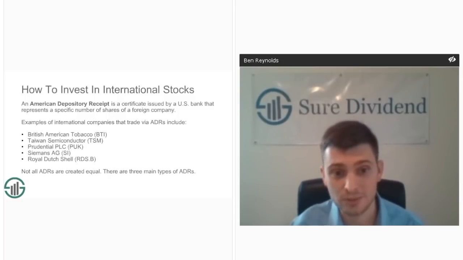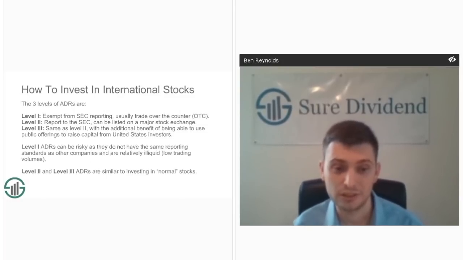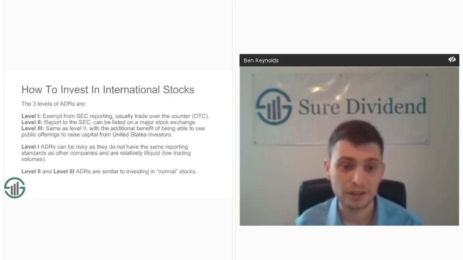There are 3 types of ADRs. The 3 levels are below, and they go in order. So level 1 is the least secure, and level 3 is the most secure. Level 1 ADRs are exempt from SEC reporting, and they usually trade over the counter.